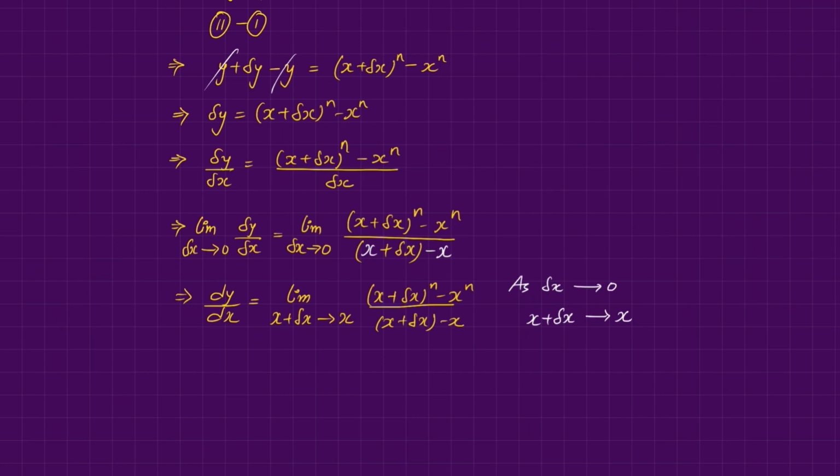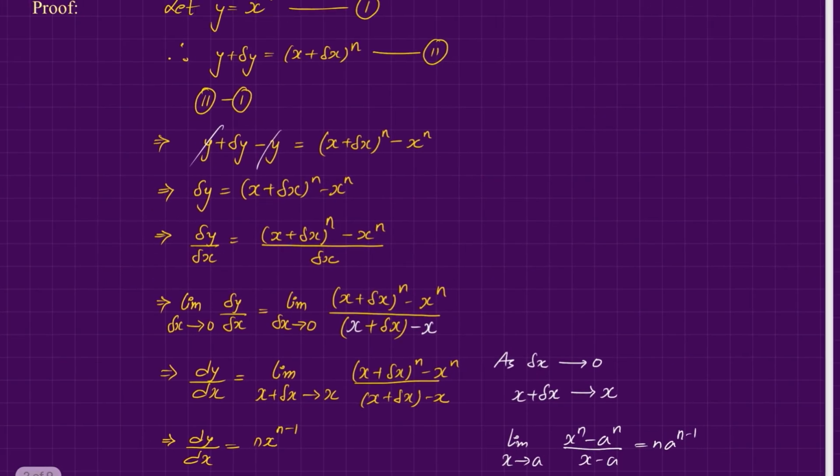Now in the previous chapter on limits we had one formula: if limit x tends to a of x to the power n minus a to the power n over x minus a equals n a to the power n minus 1. If I match this portion with this, then I can use it here. In place of x I have x plus delta x, and in place of a we have x here. So let us use that formula, then we will have dy over dx equals n times x to the power n minus 1.